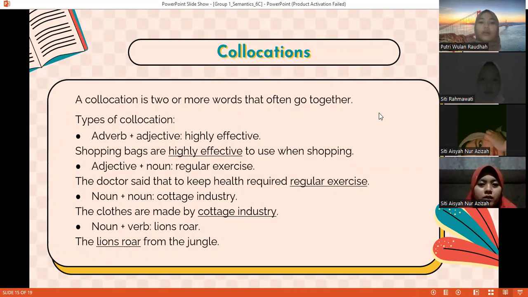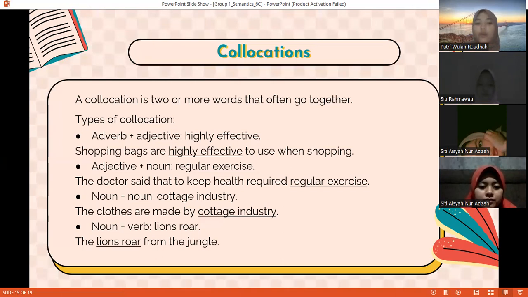Okay, thank you. The last material of our presentation is about collocations. So what is a collocation? Collocation is two or more words that often go together. And why should we learn about collocation? Because it can make our English more natural, like English native speakers, and collocation can also be used as an alternative way of expressing yourself.